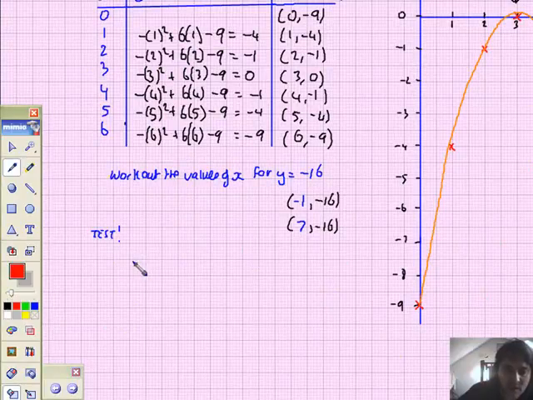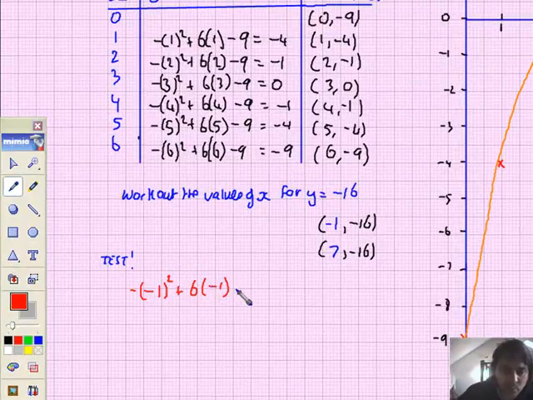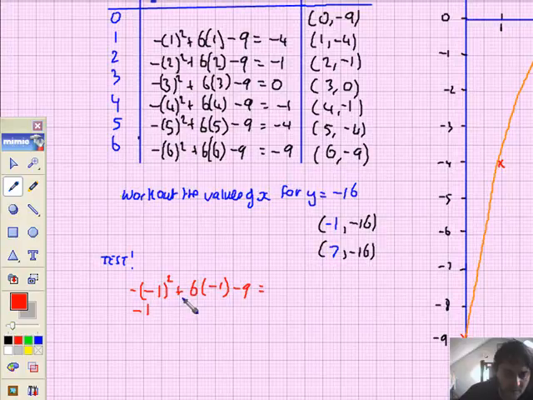So here I go. I've got minus 1 squared, but it's negative. Then add on 6 lots of minus 1 and then take away 9. Let's do it carefully. I'm going to actually work it out fully. That'll be minus 1 because 1 times 1 is 1, and 6 times minus 1 is minus 6, and then I've got to take away the 9. Now minus 1 minus 6 is minus 7, minus 7 take away 9 is minus 16, so that works.